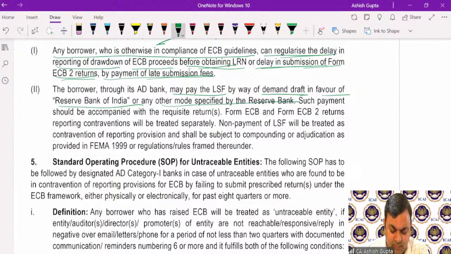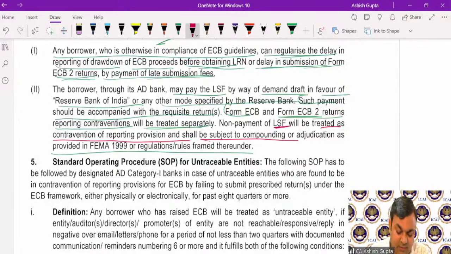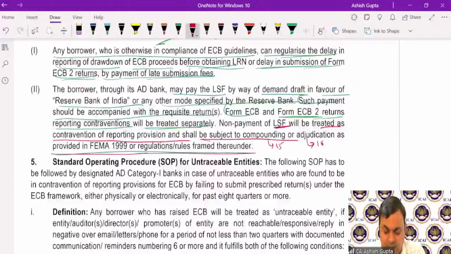Such payment shall be accompanied with the requisite returns. Form ECB2 returns reporting confirmation will be treated separately. Non-payment of LSF, okay, that will be treated as a contravention under FEMA, right? So that is the most important point. Non-payment of late submission fees, if you fail to pay that LSF, then it will be treated as a contravention of the reporting provision and shall be subject to compounding, adjudication, sections 13, 14, 15, 16, as provided under FEMA or regulations framed thereunder, right?